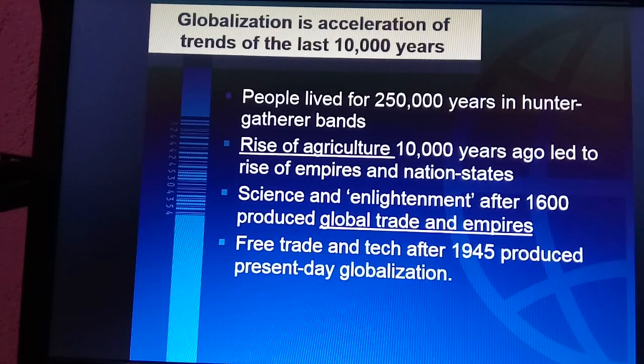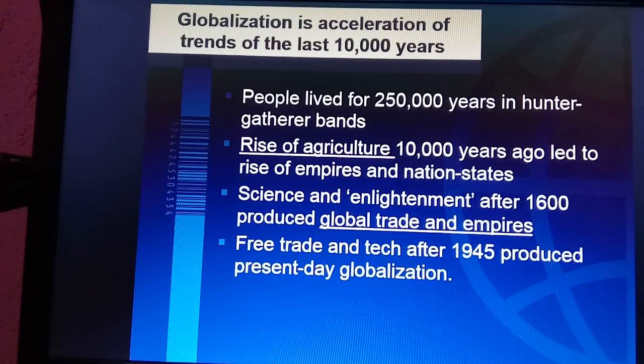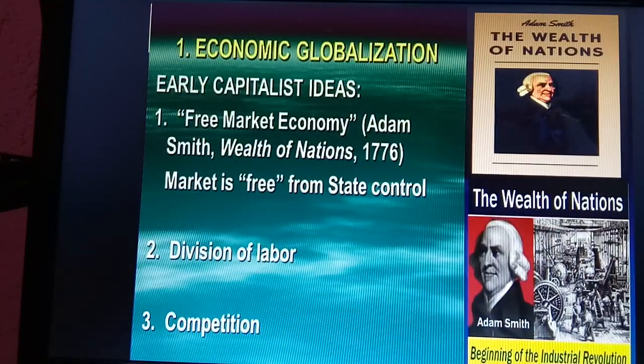So this also brings us back to how globalization came to be. Free trade, with the breaking of the barriers after World War II, and technology after 1945, still produced the present-day globalization. And it is a continuing process. As we can see, we can observe, we can feel. It is continuing to happen, and we can also feel and be benefited by these developments.